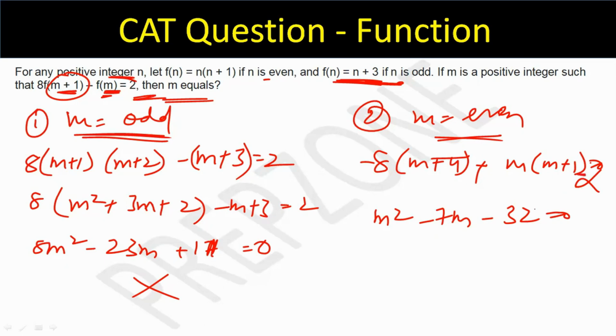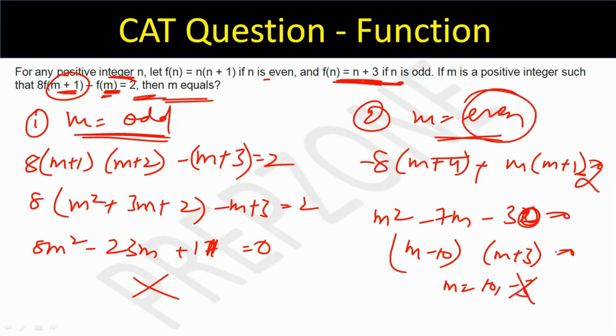It will be 30. Very good. It's just simple factorization, nothing much. So this is 10 and 7. So m minus 10 and m plus 3 is the factor which satisfies. So m can be 10 or minus 3. Minus 3 is not possible because m is an even and a positive integer. So the only possible value of m is 10 and hence the answer is nothing but 10.